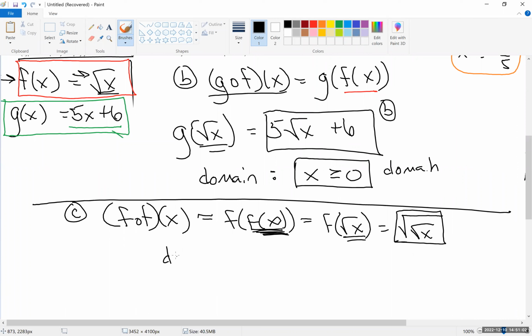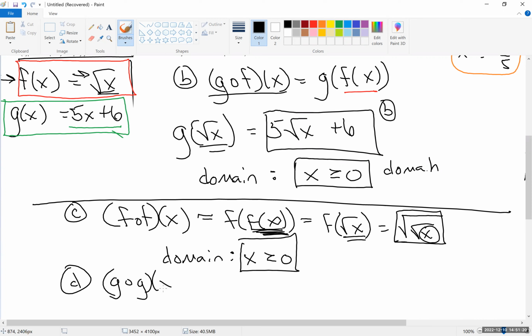And then for the domain, x is in a square root, so you set the stuff inside the square root to be greater than or equal to 0. And that's it. All right, let's go to part D. Part D is going to say g of g of x. Instead of g of x, we're going to write 5x plus 6. So it's going to be g of 5x plus 6.